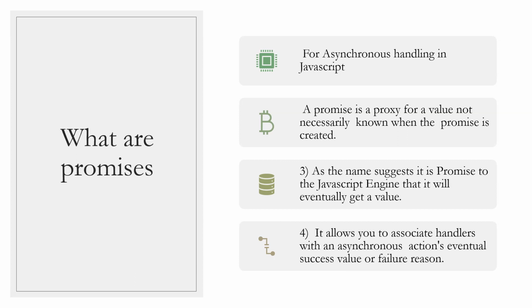And the third thing you need to understand is the name, promise, right? It is like you are making a promise to the JavaScript engine that I don't have the value now, but I will eventually get a value. And the fourth thing a promise does is it associates handlers with success or failure. We will come back to this slide once we see a simple example. I think that will make things clear for you.